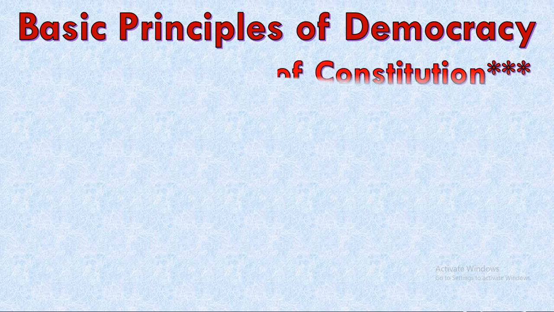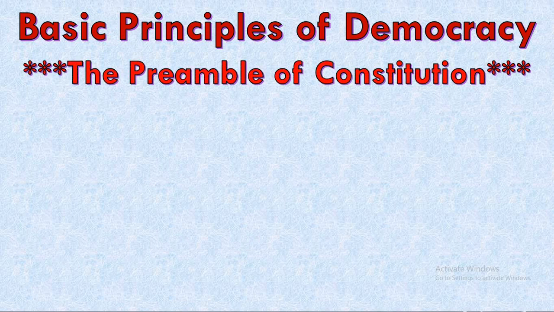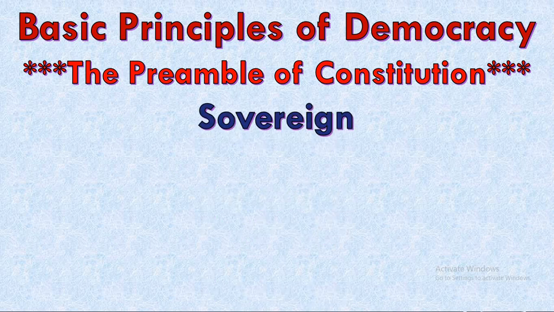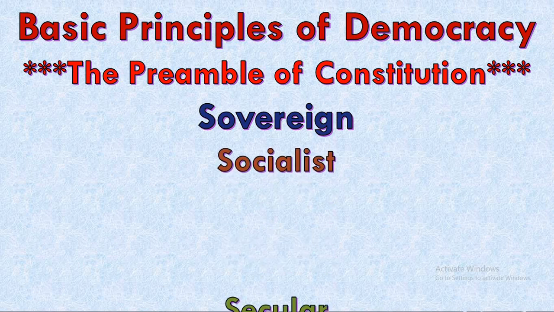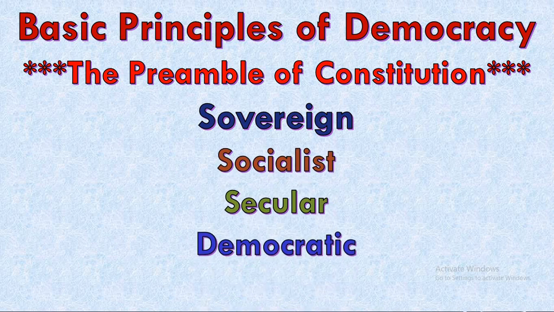Basic principles of democracy. Dear children, here I have given the preamble of the Constitution. The basic principles are stated in the preamble, that is the very first page of the Constitution. What is mentioned? It gives importance to five principles of democracy: sovereign, socialist, secular, democratic and republic.